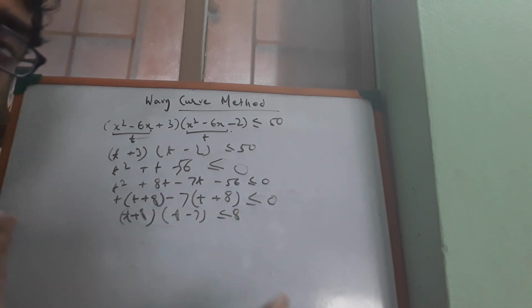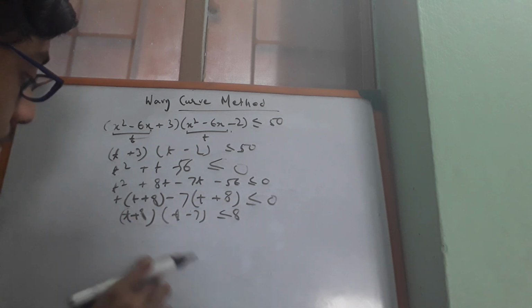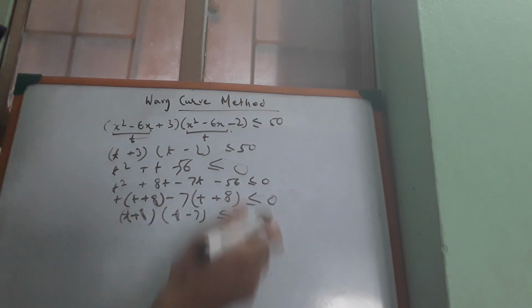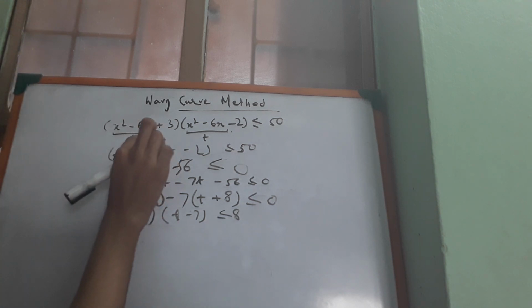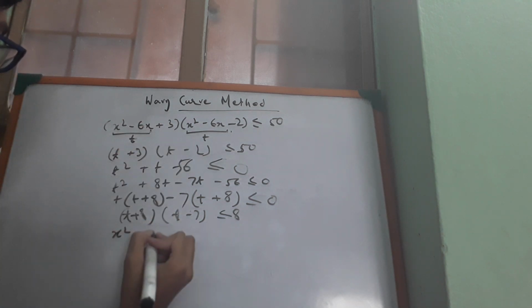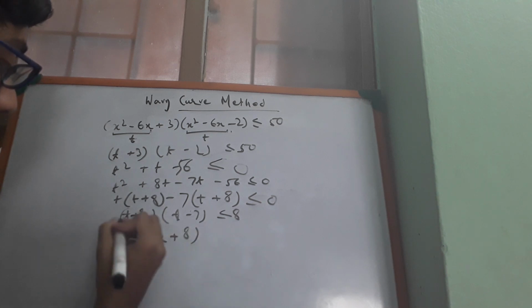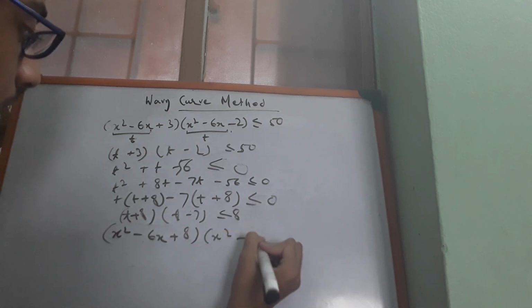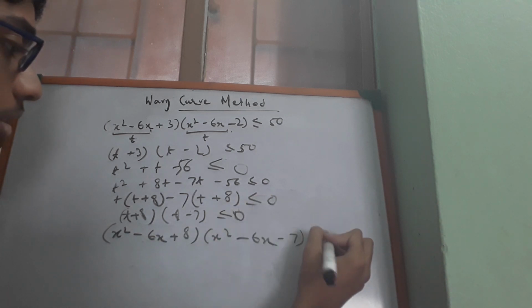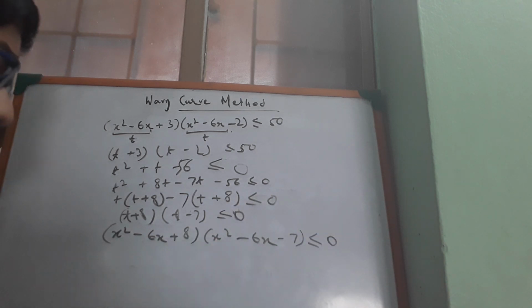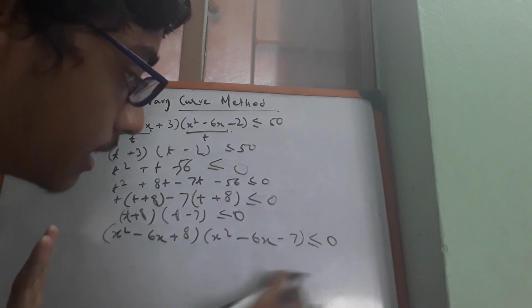Now please don't plot the number line, because we have factorized only in the expression for t, but we need to solve for x, right? So now you can put the value of t, what we assumed to be t, this x square minus 6x. So (x square minus 6x plus 8)(x square minus 6x minus 7) less than or equal to 0, right? Now these things must be factorizable. Now you can factorize them safely, because our RHS is 0, no problem.